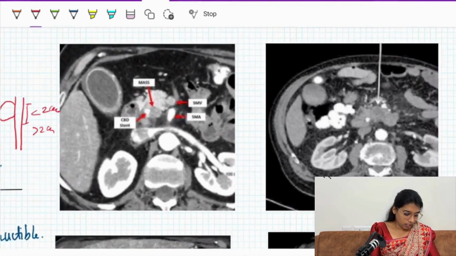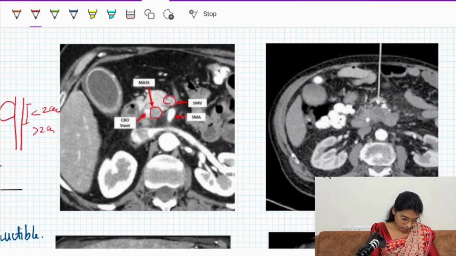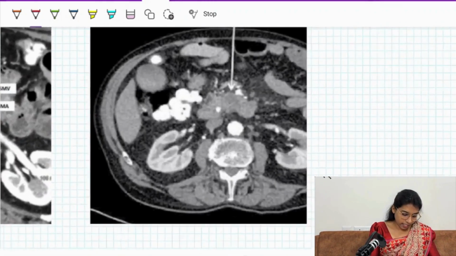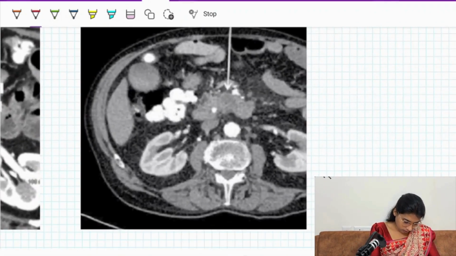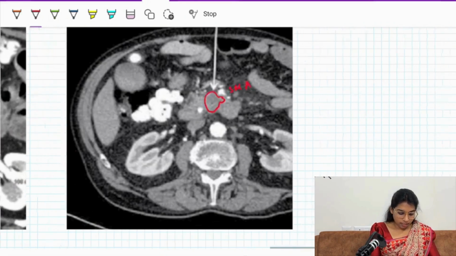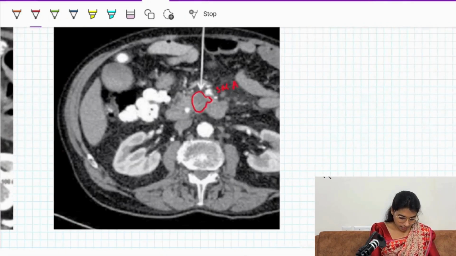So this is the first case scenario where you can see this is the pancreatic ductal adenocarcinoma. This is our SMV, this is our SMA. There is no area of contact between the vascular structures and PDAC, so it becomes a resectable tumor. This is the second case scenario where you can see this is the PDAC, this is the SMA, and the angle of contact is less than 180 degree, so it becomes a borderline resectable tumor.